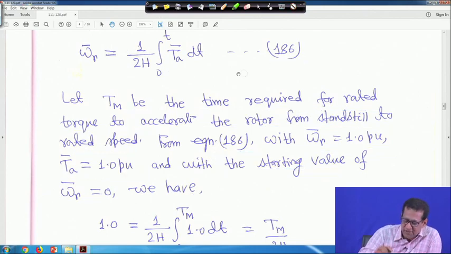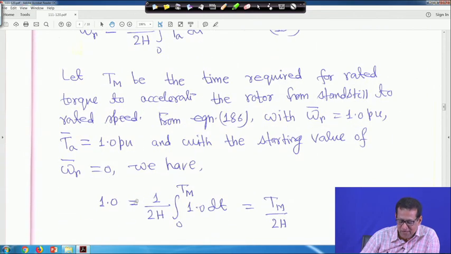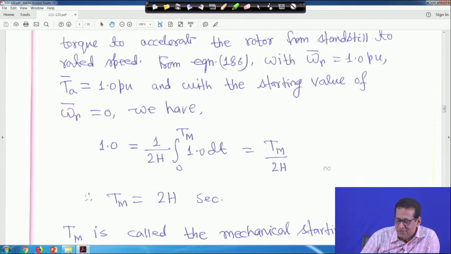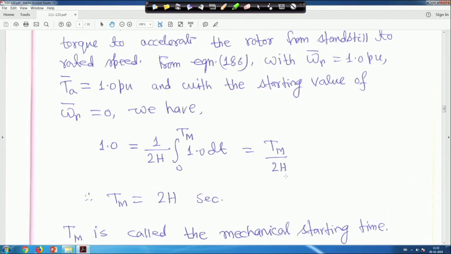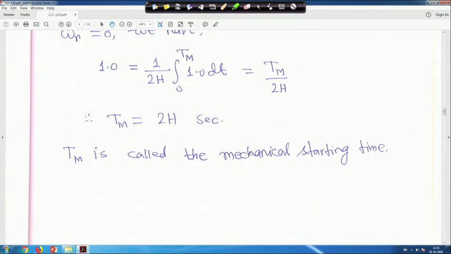Then you can see that 1 is equal to, because omega r we have taken 1, 1 upon 2h integral 0 to T m, here also T a bar we have taken 1, into dt. So it is T m upon 2h. That means we can write T m is equal to 2h second. So T m is called the mechanical starting time. It is some rough, approximate calculation. It is 2h second because the dimension of h is second.